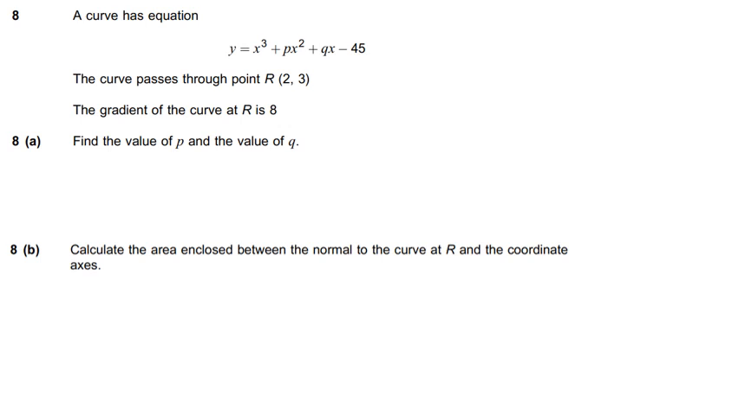Question 8. So we've got some cubic here, and we've got a little bit of information. So we're told that the cubic passes through the point x equals 2, y equals 3. So let's just substitute that straight in. So y equals 3 when x is 2, so 2 cubed is 8, 2 squared is 4, and then plus 2 cubed minus 45. So if we rearrange that to put all the constants on one side and the p's and q's on the other, I've got 4p plus 2q is equal to 3 plus 45, which is 48, minus 8, which is 40.